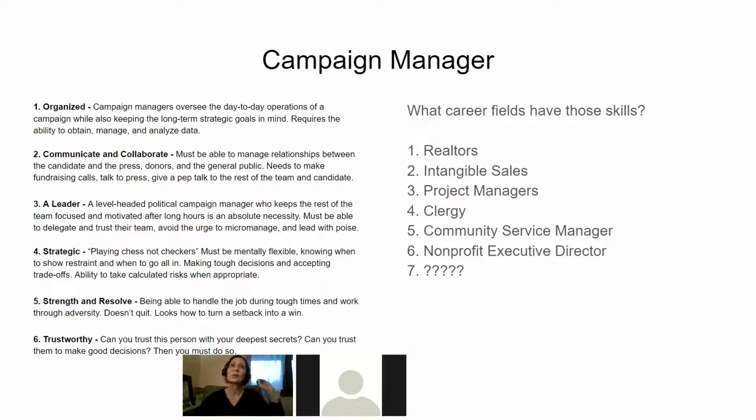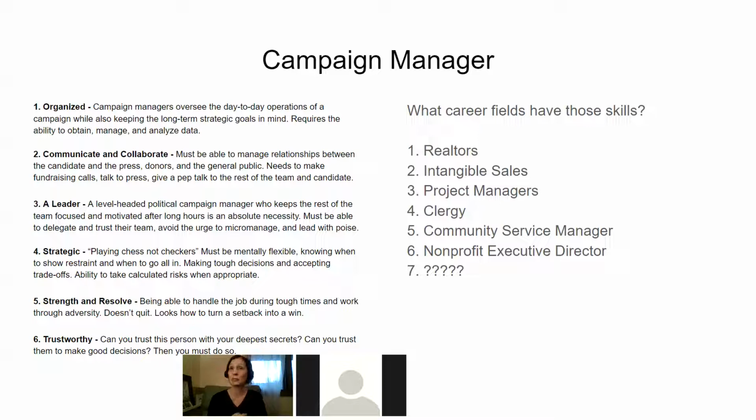So with those traits, these are career fields where you can look for someone that would be a really good campaign manager. Realtors make amazing campaign managers because everything they have to do as a realtor and juggle and keep going is the exact process of running a campaign. Same with salespersons who do intangible sales, service type sales, right? Rather than here's a widget, buy my widget.